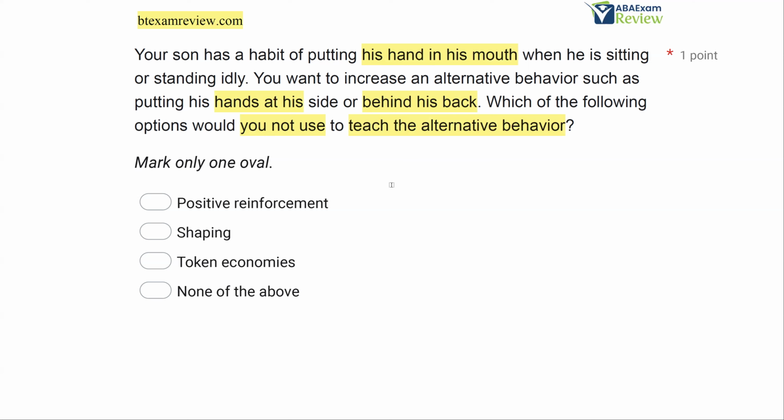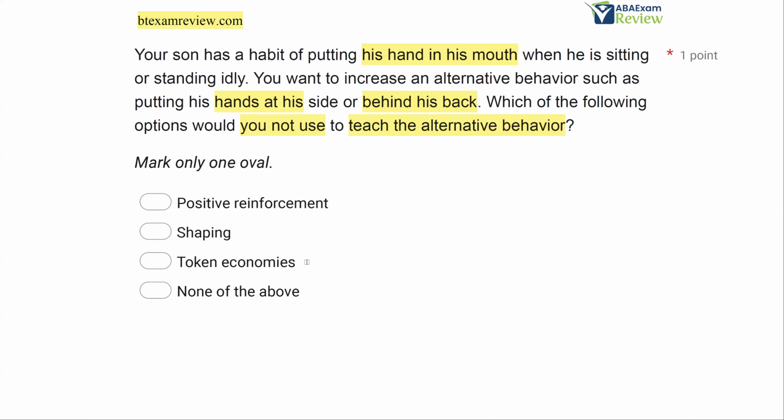So let's look at A. Could you use positive reinforcement to encourage or increase hands aside or behind his back? Sure, that is a feasible option to teach this sort of alternative behavior. Could you use B, shaping? Absolutely. If this is a new behavior, if we're teaching your son to put his hands behind his back, we might need to shape that behavior. So you could absolutely use shaping to teach an alternative behavior.